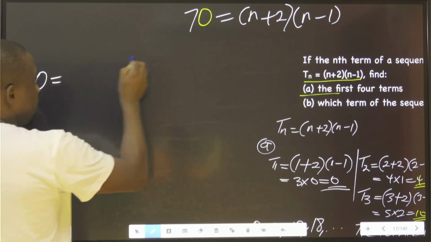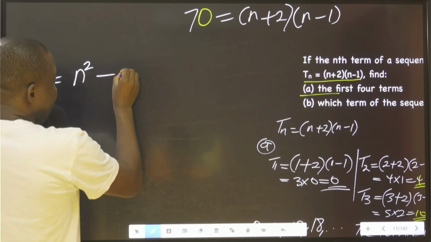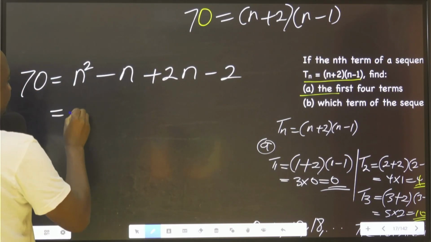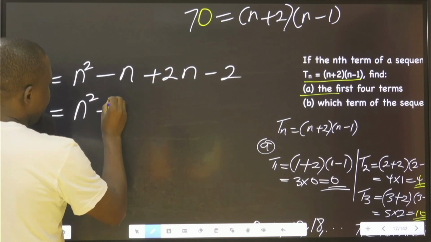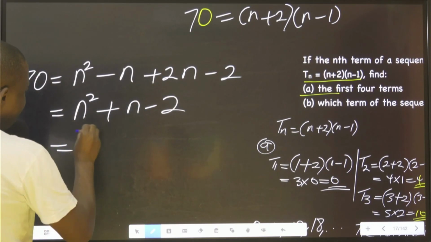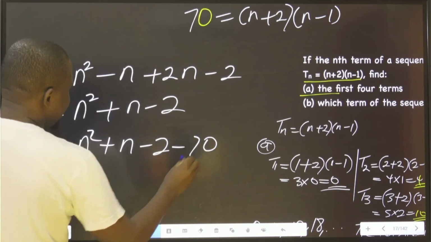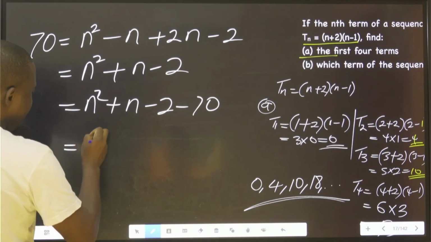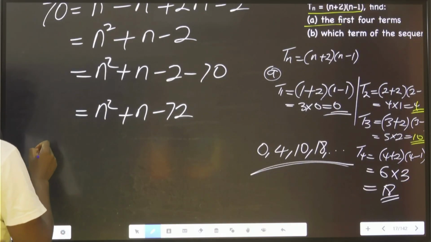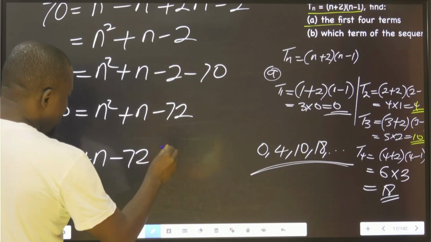70 is equal to, we expand this, that is n squared minus n plus 2n minus 2, which is equal to n squared plus n minus 2. We move this to this side to have n squared plus n minus 2 minus 70, which is n squared plus n minus 72. Therefore, we can rearrange it to be n squared plus n minus 72 equals 0.